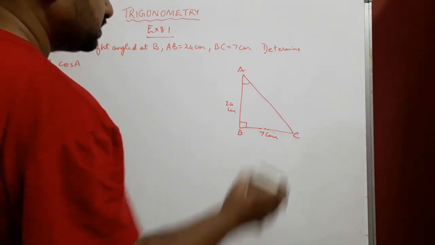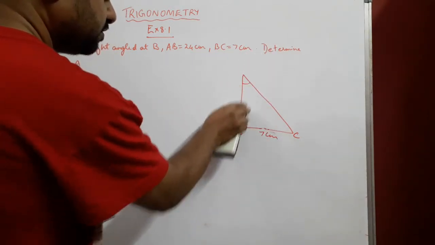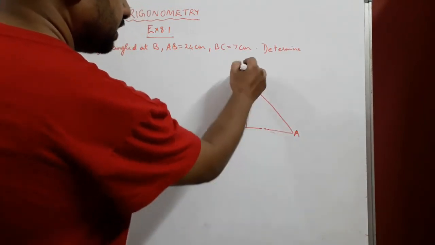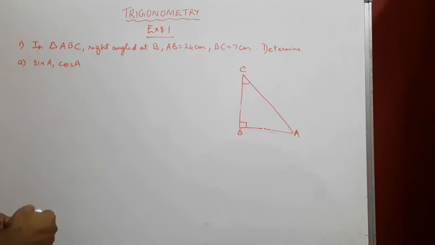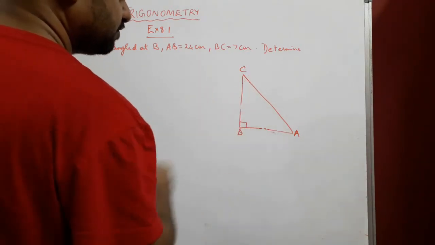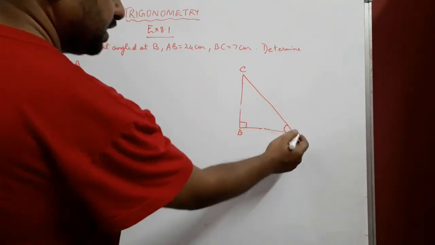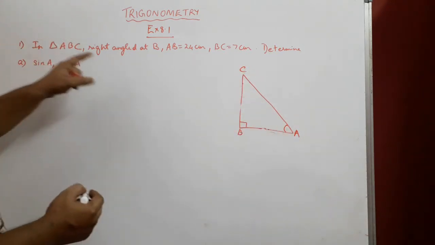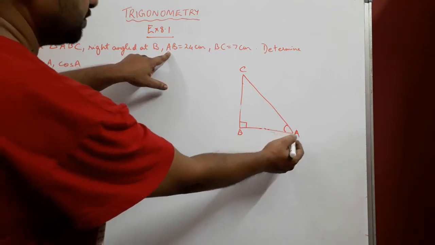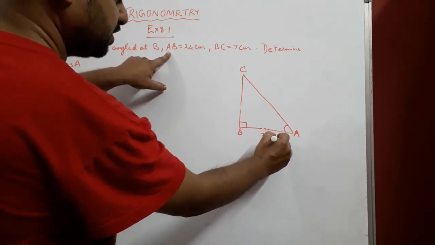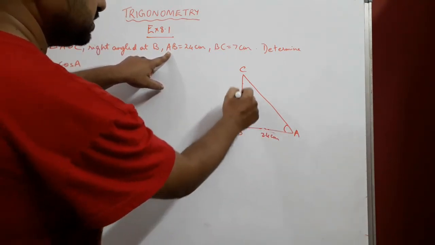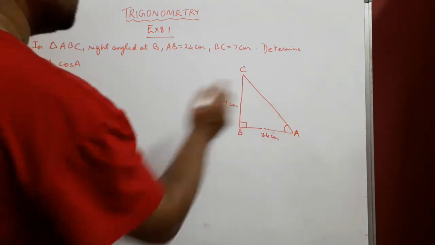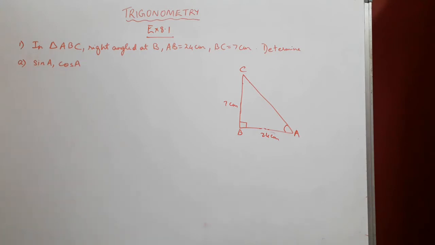To make it easier, I'll just change this, and I'll put A over here and C over here. This will make it easier for you. So we'll change the angle from here to here. Now since we have changed the vertices, we'll have to rename them. So AB is 24 centimeters, so AB comes here, and BC is this one, the perpendicular, which is 7 centimeters, and AC we have not been given.